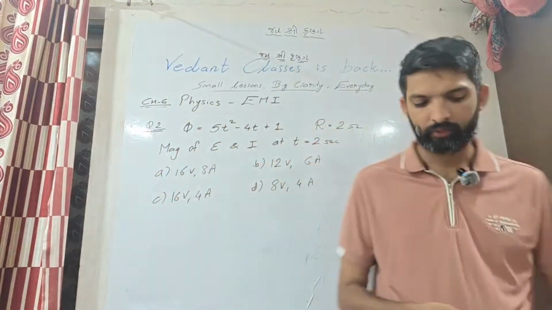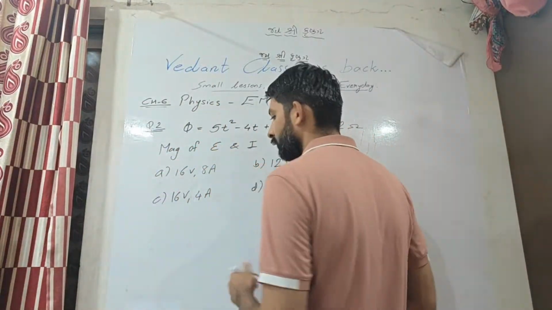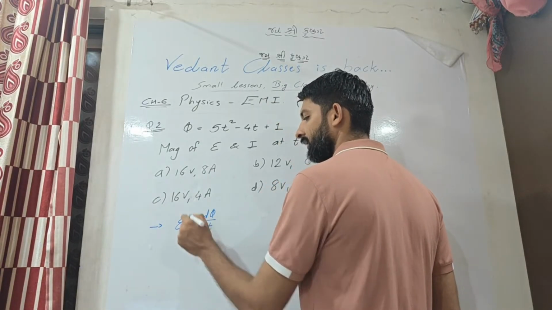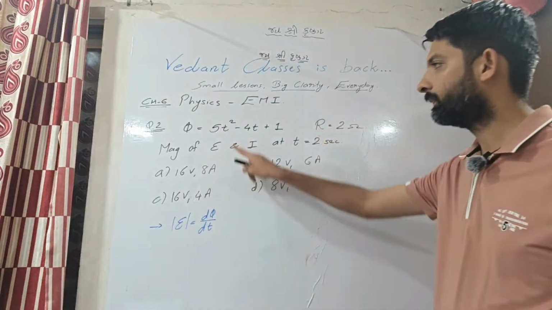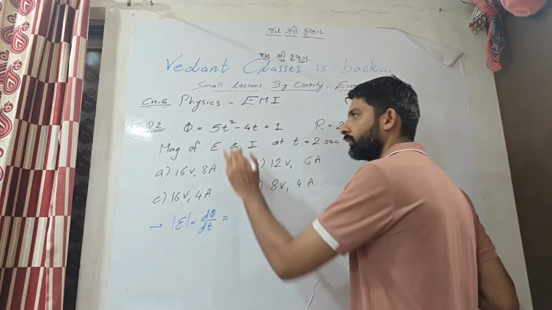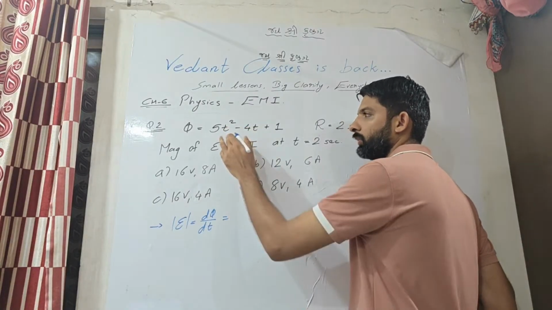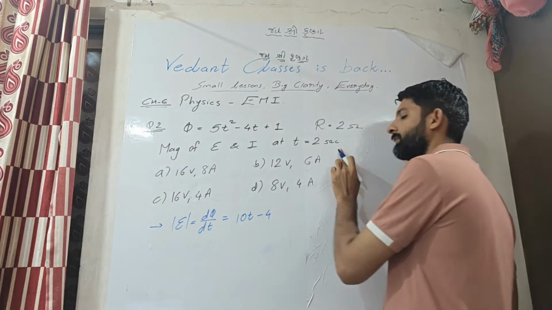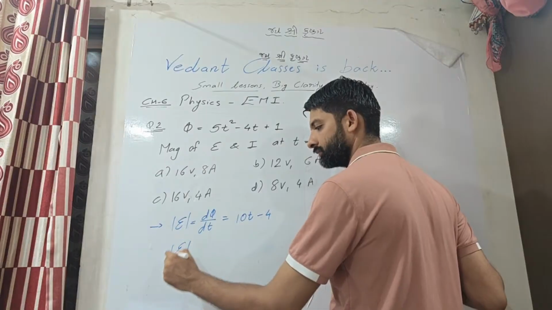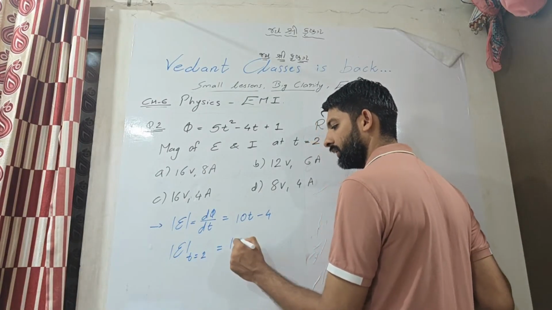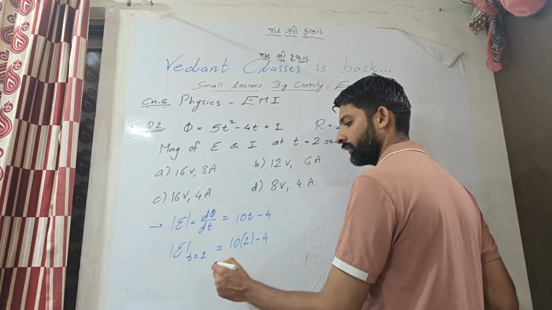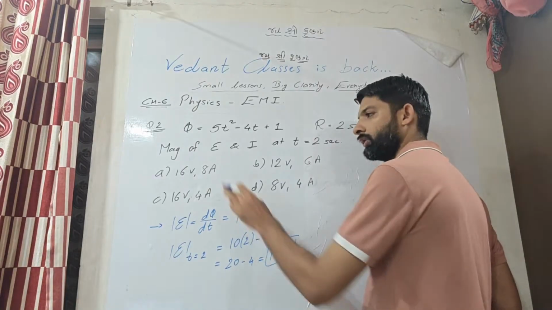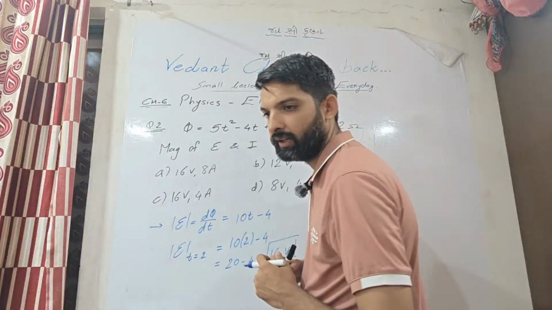Okay, let's solve it. See here, we need to find induced EMF. So the formula is d phi by dt. Magnitude of induced EMF is d phi by dt, so you need to take the derivative. Differentiation of 5t square minus 4t plus 1 will be 10t minus 4. Now at t equal to 2 seconds it is 10 into 2 minus 4. So the answer will be 20 minus 4, 16 volt. So this one is correct. Either A or C will be the answer.